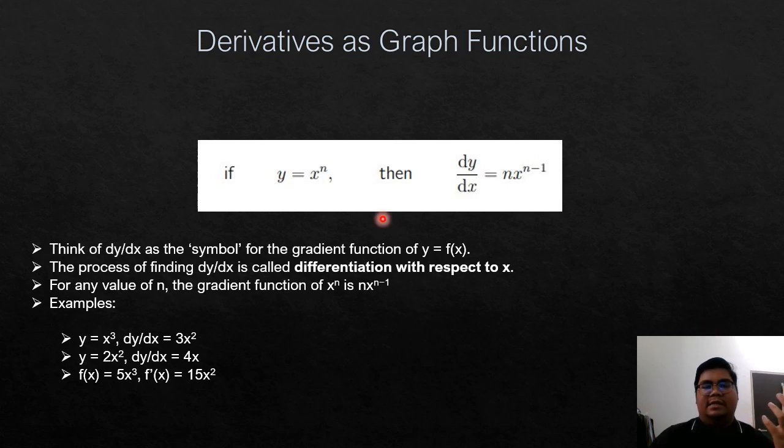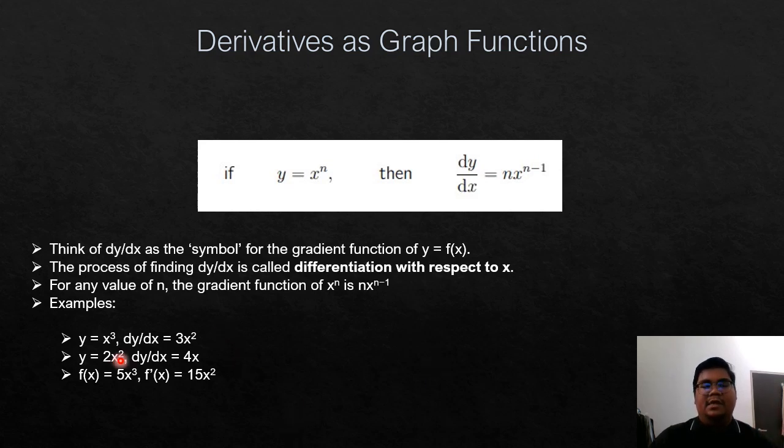By deducing the formula, we get y equals x to the power of n, where n can be any number, negative or positive integers. When we differentiate this function of y with respect to x, the n goes to the front and multiplies the function, and the power is reduced by 1. So dy/dx is basically the symbol for the gradient function of y equals f(x). This is what we call differentiation with respect to x.